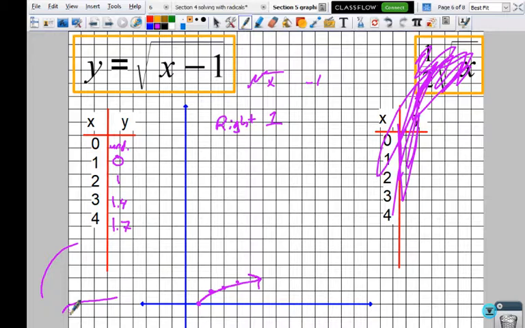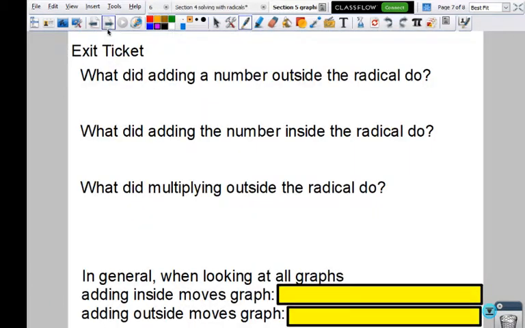So we're actually going to do this first exit ticket part together. You guys are doing the second one on your own as your regular exit ticket. I probably should have just called it notes, but I called it exit ticket. All right.